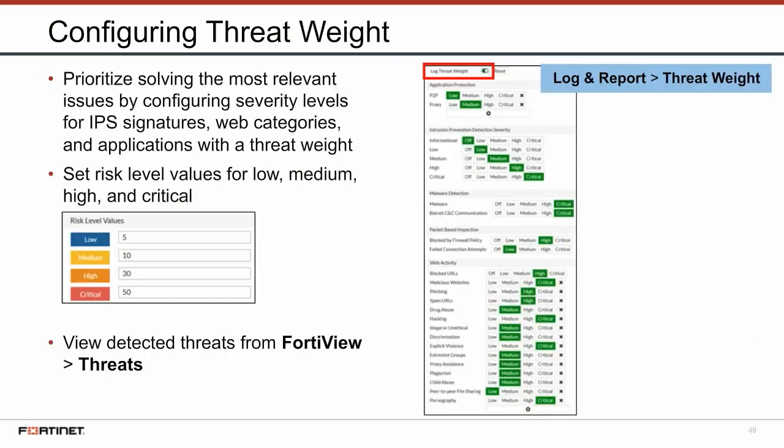In order to prioritize solving the most relevant issues easily, you can configure severity levels for IPS signatures, web categories, and applications that are associated with a threat weight or score. On the threat weight page, you can apply a risk value of either low, medium, high, or critical to each category-based item. Each of these levels includes a threat weight. By default, low equals 5, medium equals 10, high equals 30, and critical equals 50. You can adjust these threat weights based on your organizational requirements.